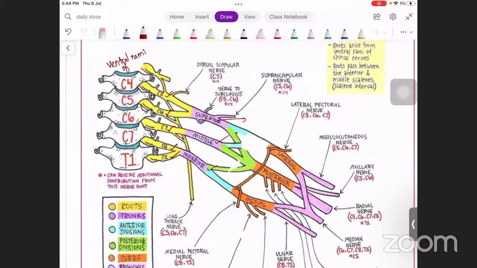What are the small branches arising from the roots? One is your dorsal scapular nerve, which is C5. Another one is your long thoracic nerve, which is C5, C6, and C7. This long thoracic nerve supplies your serratus anterior. So long thoracic nerve injury can cause paralysis of the serratus anterior muscle, which in turn cannot produce abduction over 90 degrees. The patient may experience winging of the scapula in long thoracic nerve injury, which originates from C5, C6, C7.